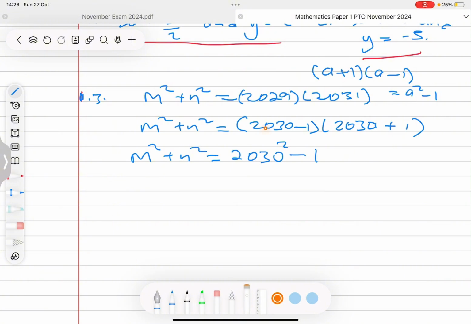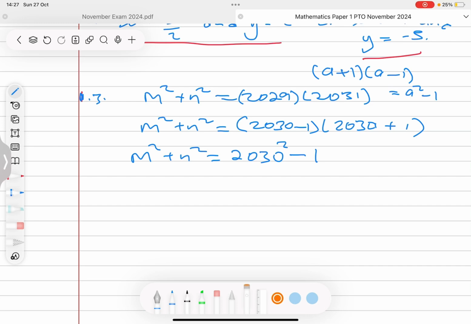I mean, if you multiply this by this, it will give you that. This by this, it will give you a positive 2030 squared. This by this, a negative 2030. Positive 2030 minus negative 2030 is a 0. And then if you say 1 times this, you'll get a negative 1. You know a difference of two squares, right?